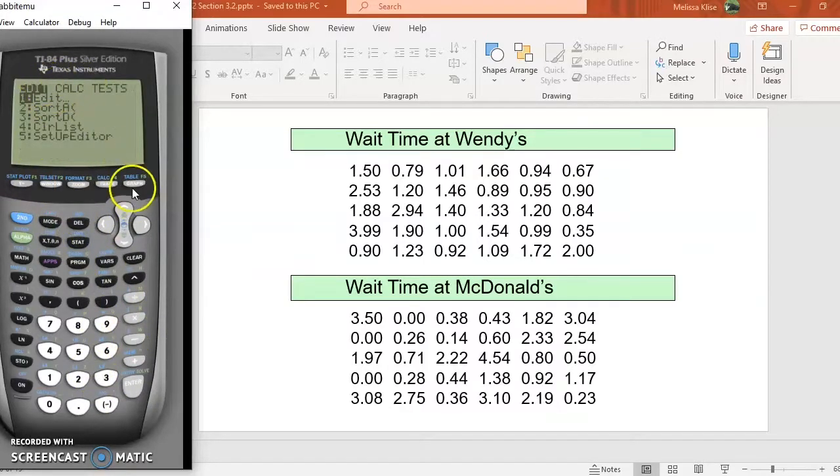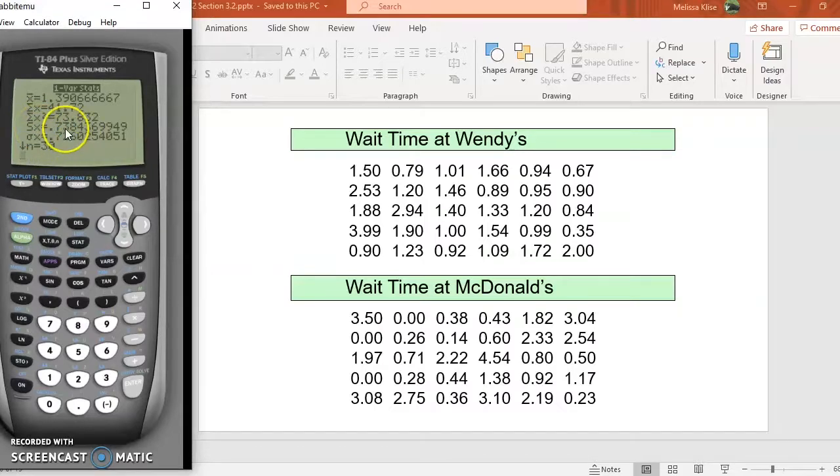I hit Stat and go over to Calc. We're going back to one variable statistics. L1 is up here. I'm going to show you something really cool here in a minute, so let's just ignore what I just said. So I have my L1 right there. Let's go down to calculate, hit enter, and I see that my sample standard deviation is 0.738. Remember, s is sample standard deviation and sigma is population. But since we didn't look at every single drive-through wait time that Wendy's has ever had, all we did was take 30 random samples. That's why we use the sample standard deviation.